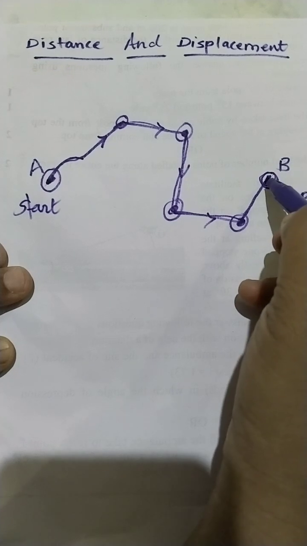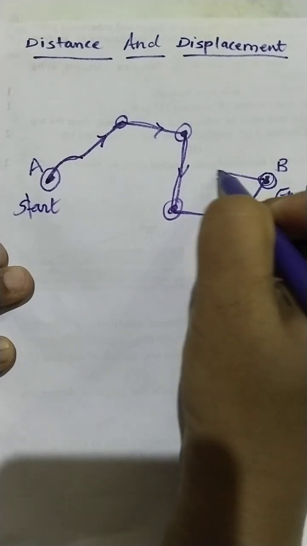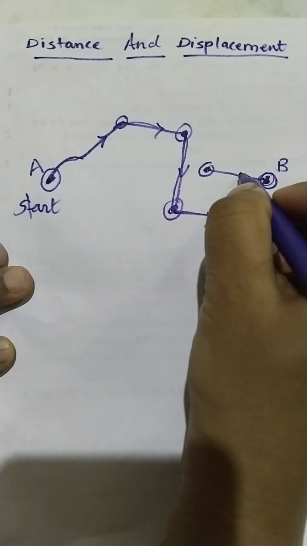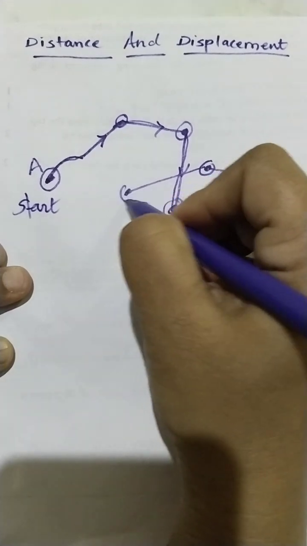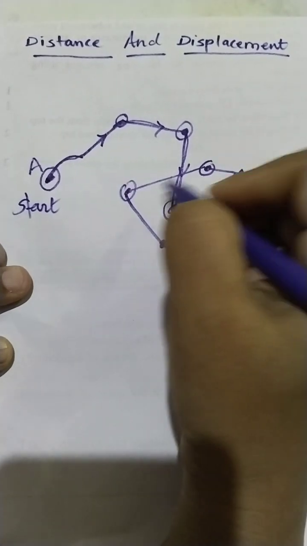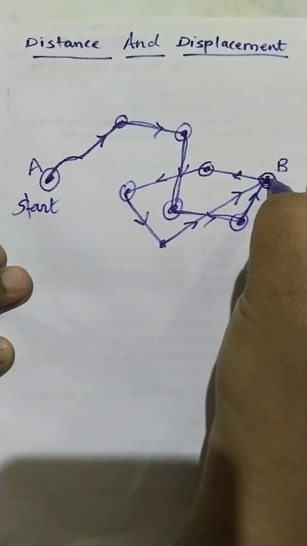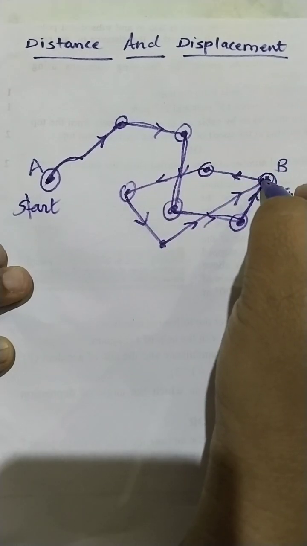Let us suppose that after reaching point B, a person goes to this point in a backward direction, right? And then goes here, and then goes here, and then goes back to point B. The length of the path changes.